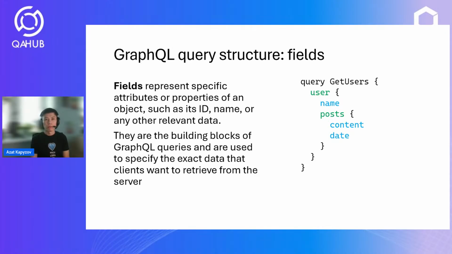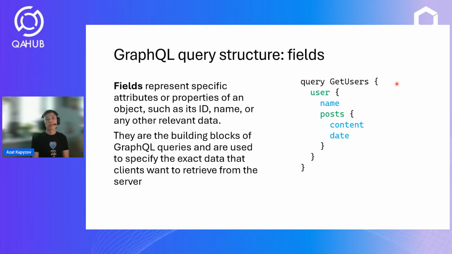Fields. Fields represent specific attributes or properties of an object, such as its ID, name, or any other relevant data. They are the building blocks of GraphQL queries and are used to specify the exact data that the client wants to retrieve from the server.